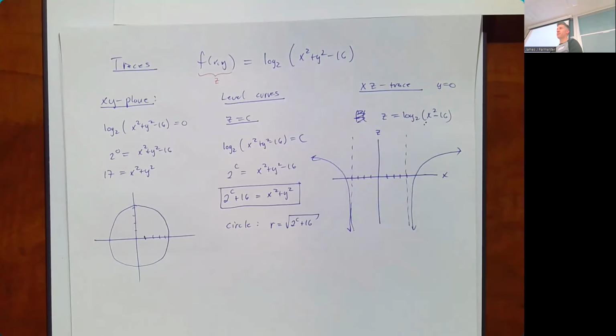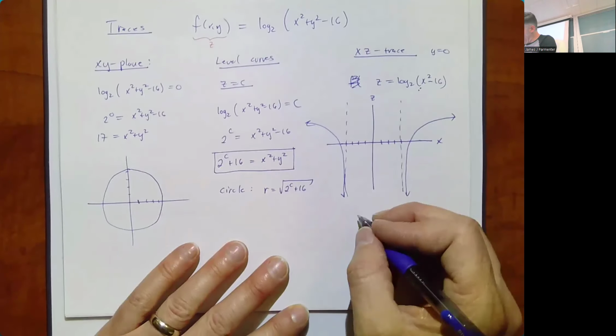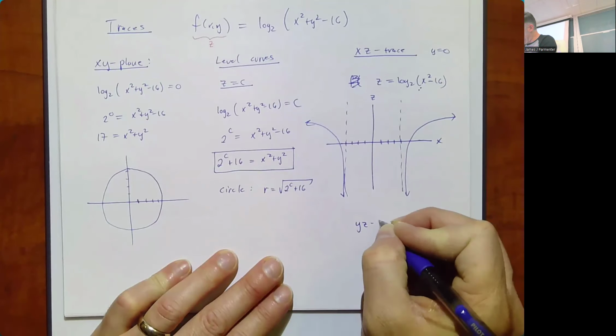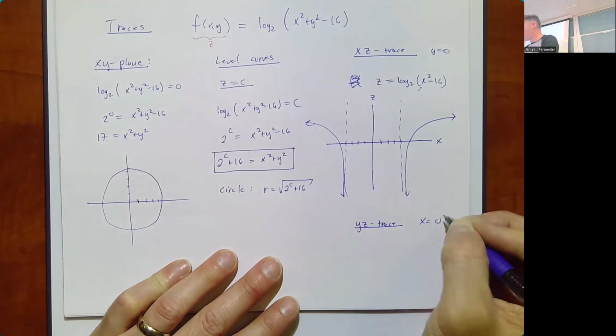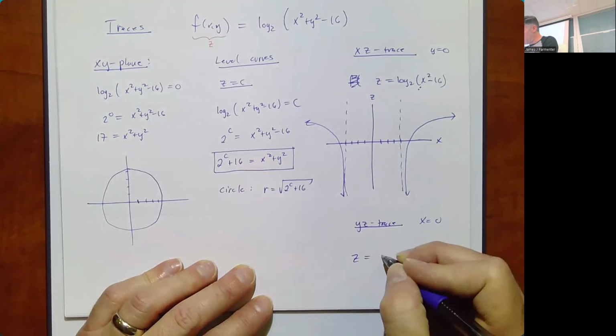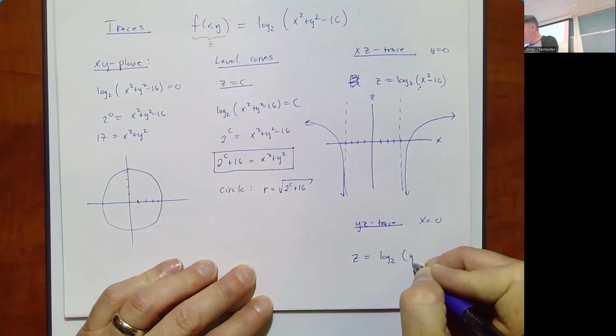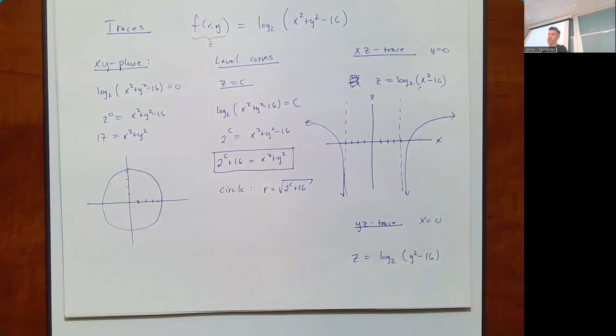z-axis. And then I really should try and do my best to not graph the other one, because we know the other one's going to have the same shape. Let's write it down, but we're not going to graph it. I'm trying to tell myself I'm not going to graph it. If I talk about the YZ trace, I'm setting x equal to 0, and look, we're getting essentially the same thing. We're getting z equal to log base 2 of y squared minus 16, which I'm just switching x for y, which is the same graph.